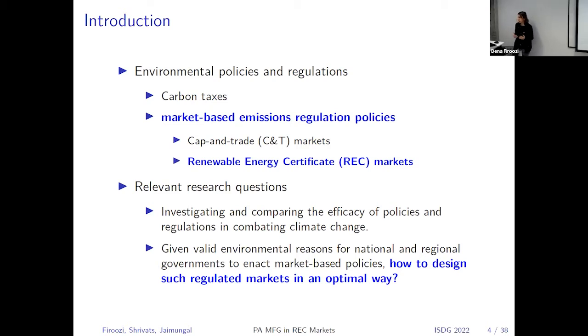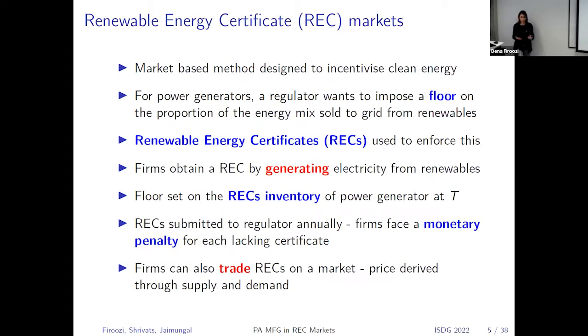But before that, I want to emphasize that there are two important research questions in this area. One is investigating the efficacy of each one of these policies and comparing their efficiency. And the other one, which is the focus of our research, is that given that we have enough and valid environmental reasons to set up a market-based system, what is the best way to do that? How can we optimally design such a market? In particular, I will present our results in the context of a renewable energy certificate market, but our model and our results can be trivially extended to the case of cap and trade markets, because these two markets are very closely related to each other.